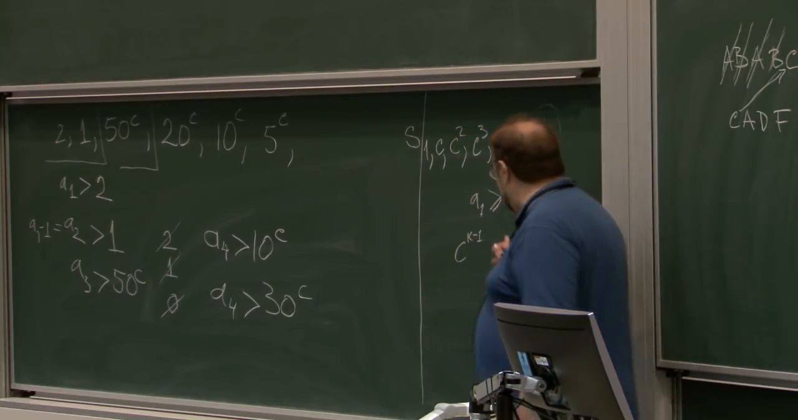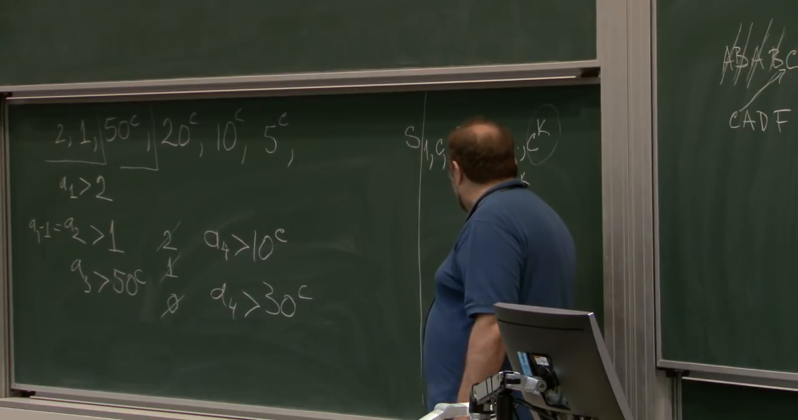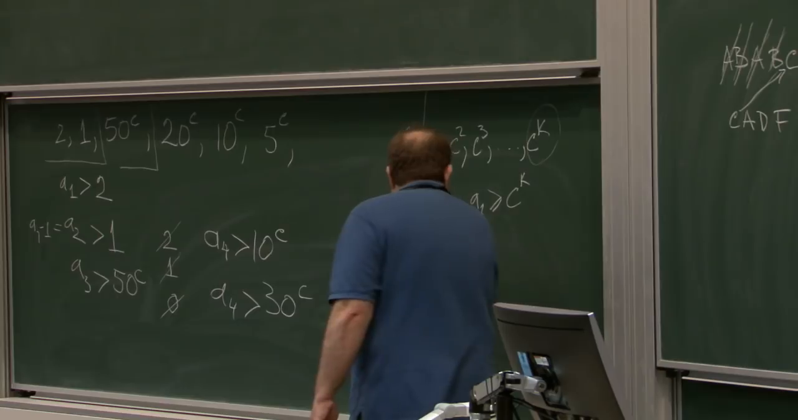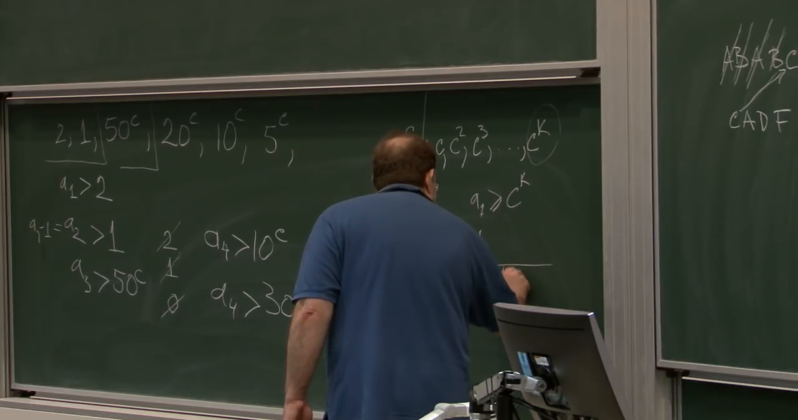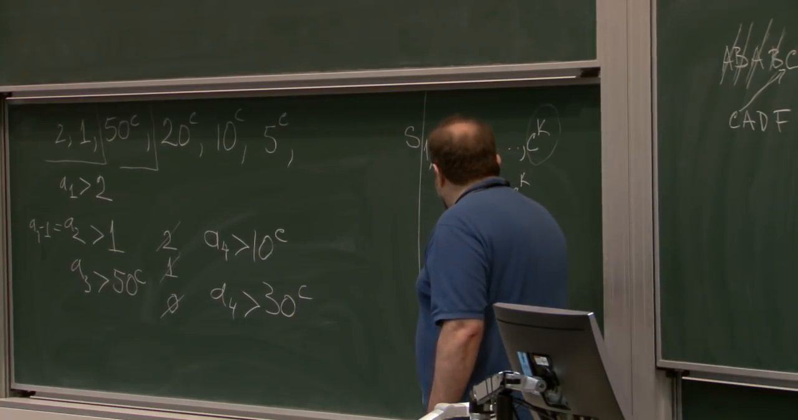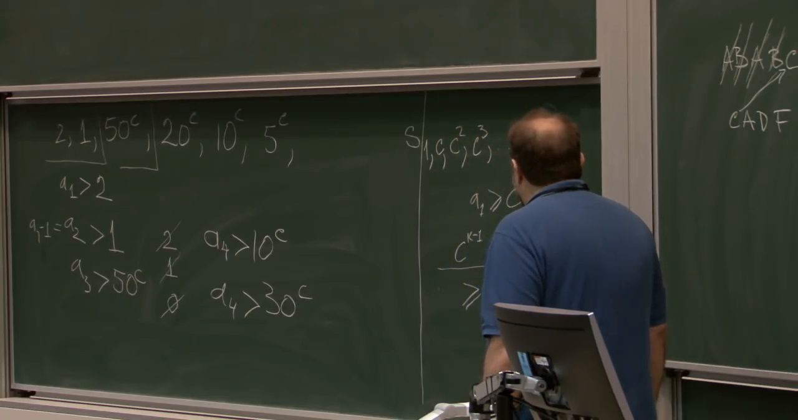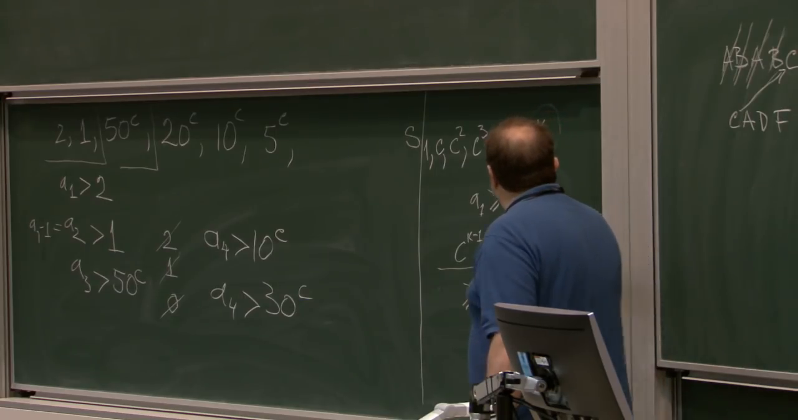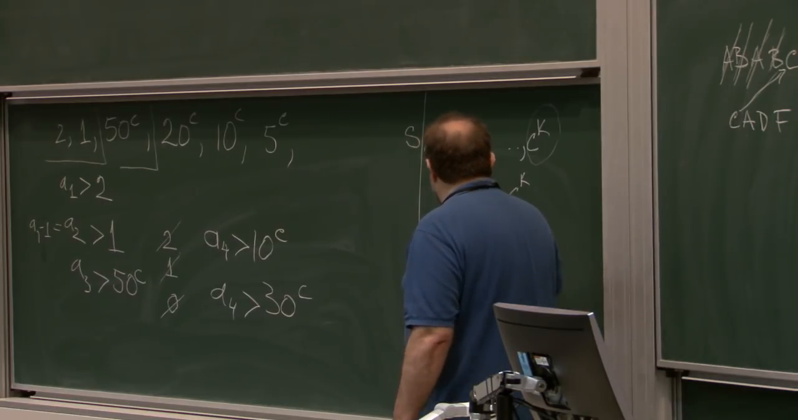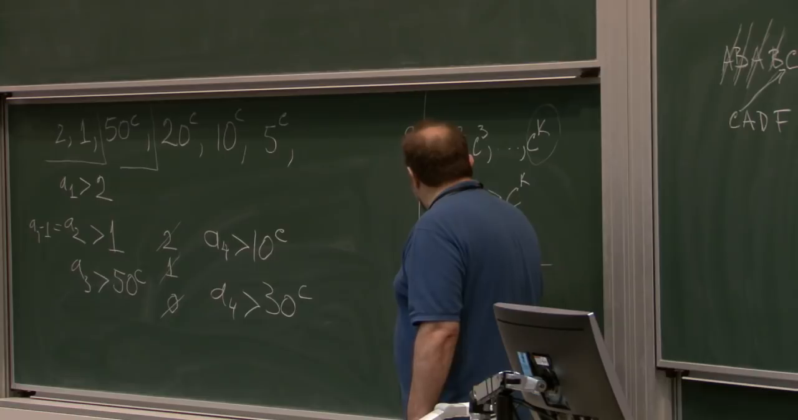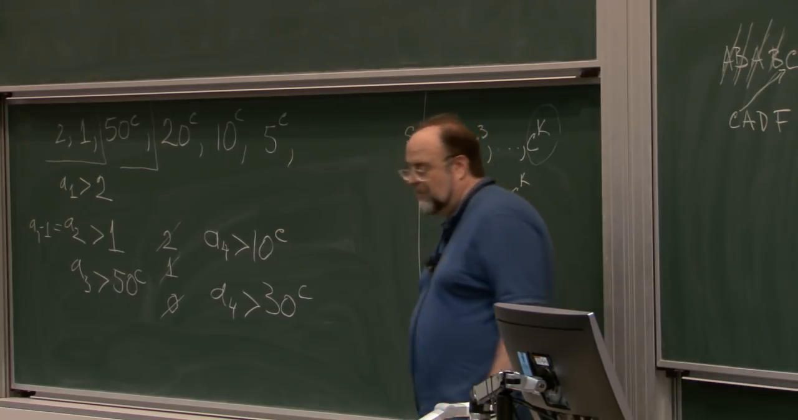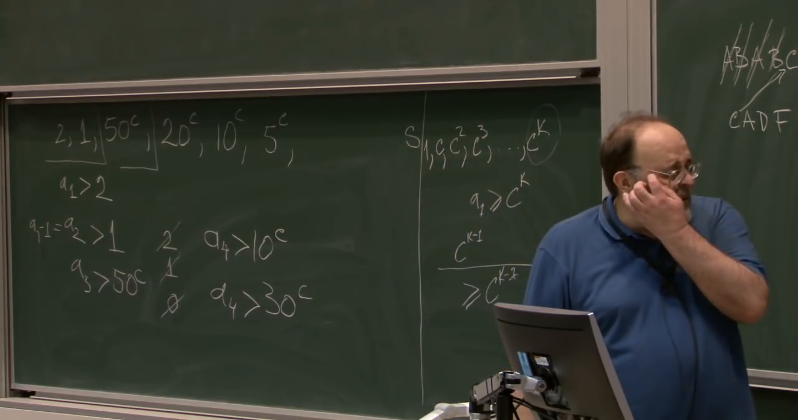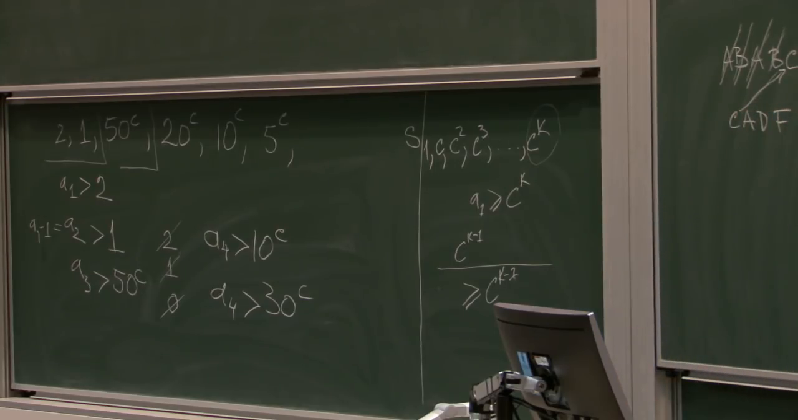because if you use C many of these, you can replace them with a single C to the K. So since you can use at most C minus one, you will end up with an amount that is bigger than C to the K minus one, and you don't use coin C to the K minus one. And now you proceed in the very same way, and eventually you will get an amount bigger or equal than C without using C, which means that you would have to use at least C many of these, and that violates the greedy assumption.